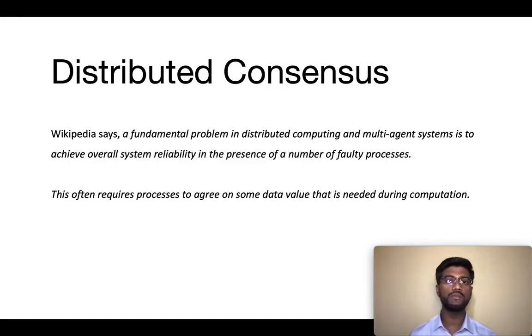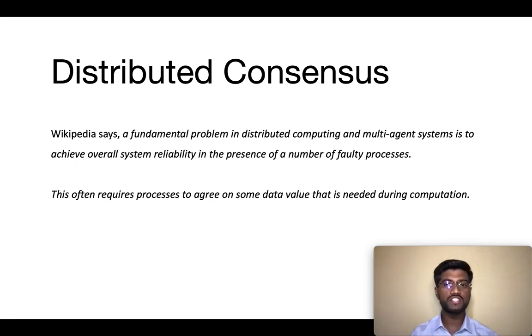And these are just plain protocols or rules to help a system which is distributed in nature to arrive at a consensus regarding the state of the transactions happening on that particular blockchain network. As Wikipedia also says, it is the fundamental problem in distributed computing and multi-agent systems where more than one agents or nodes or computer systems are involved, and it is to achieve overall system reliability in the presence of a number of faulty processes.